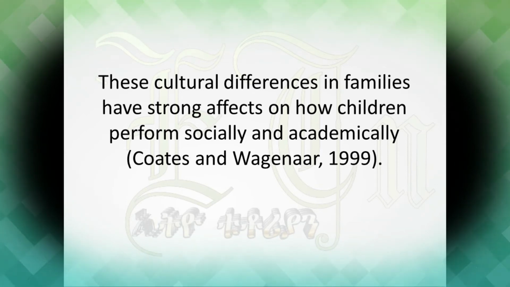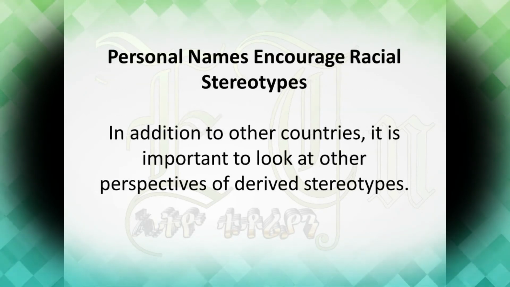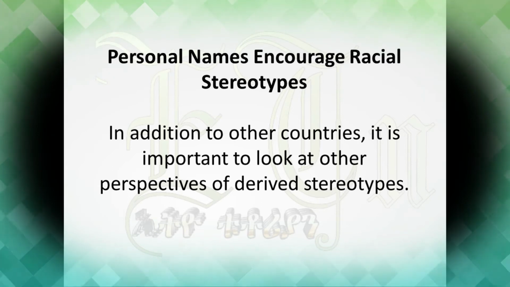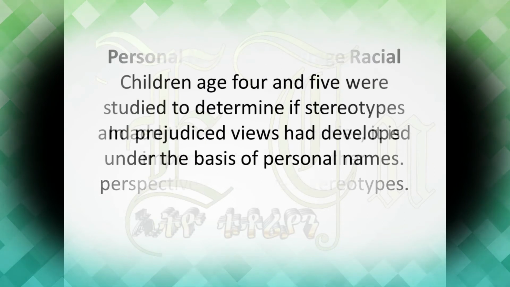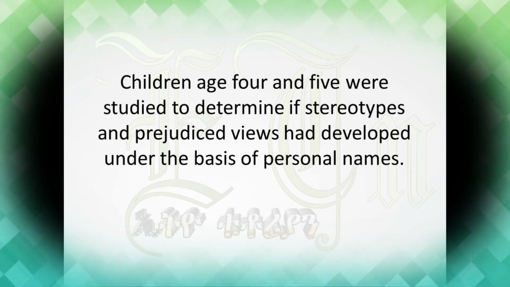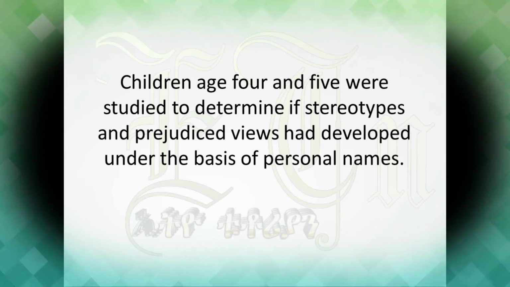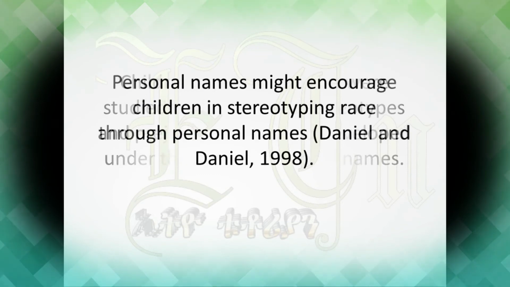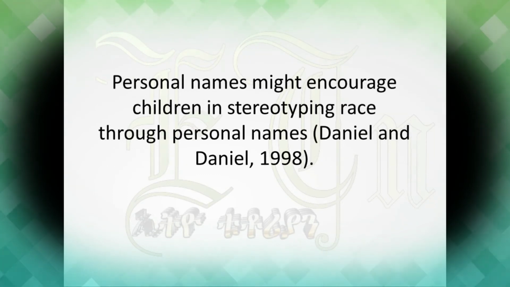Coates and Agena, 1999. Personal names encourage racial stereotypes. In addition to other countries, it is important to look at other perspectives of derived stereotypes. Children age 4 and 5 were studied to determine if stereotypes and prejudiced views had developed on the basis of personal names. Personal names might encourage children in stereotyping race.